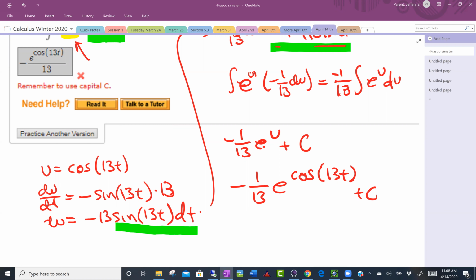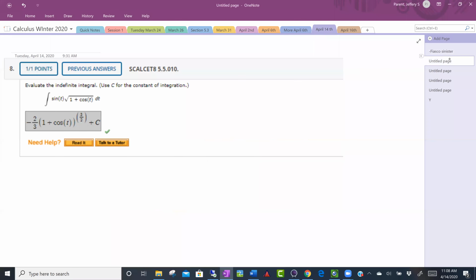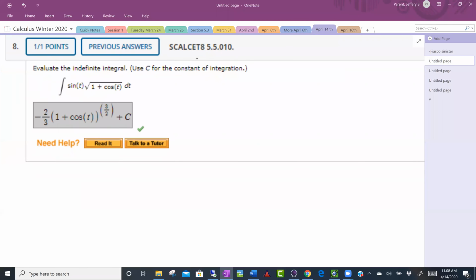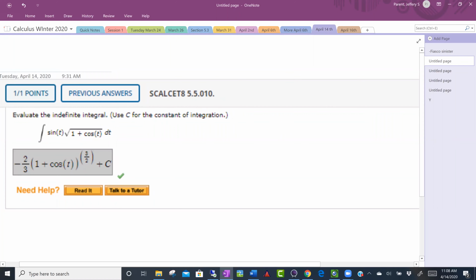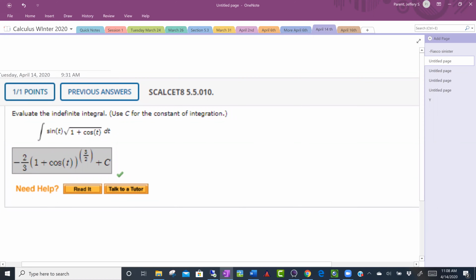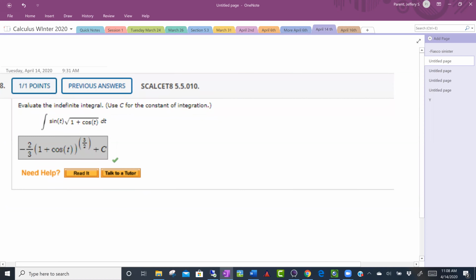So, okay, how's that one looking? Pretty good? Yeah. Okay. Let's take a look at another one, and that would be this one here. Sine of t times the square root of 1 plus cosine of t.